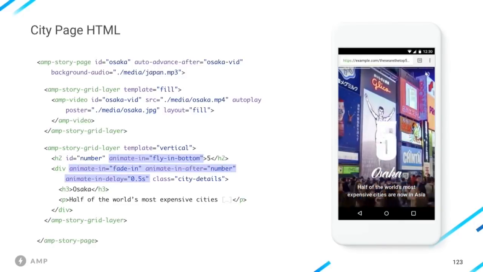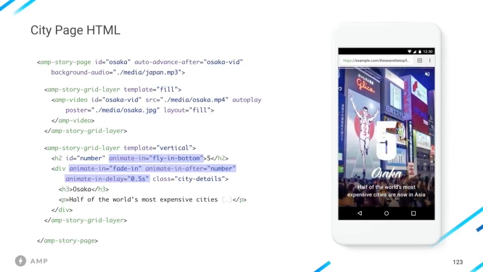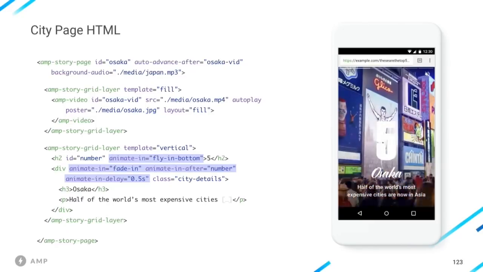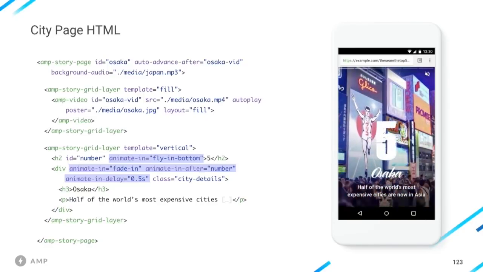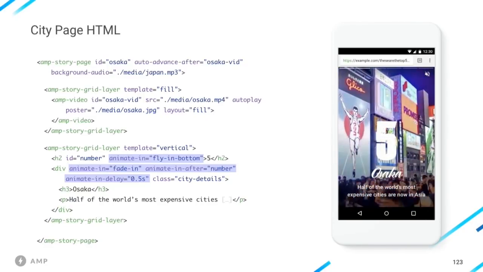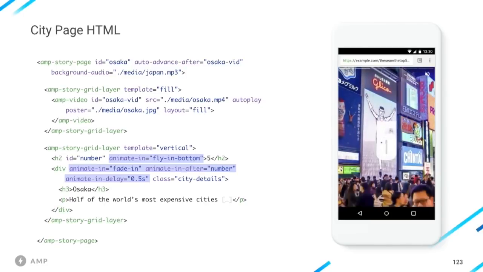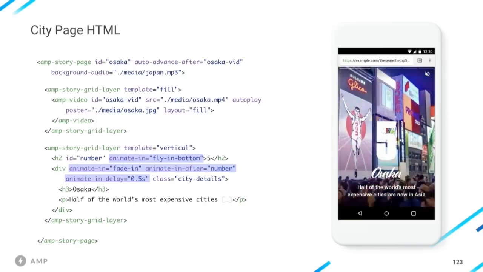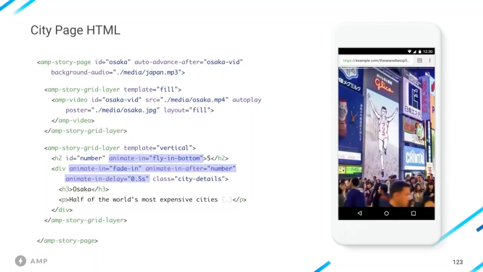So first, animations. Animations make the page more visually engaging. We use the animate in attribute to add a preset animation to this number 5 here, so that it flies in from the bottom as soon as the page is shown. Then, for the details of this city, we use sequencing in animations, which will fade in the details half a second after the number 5 flies in. So you can sort of chain and sequence these animations to create really engaging visual effects.